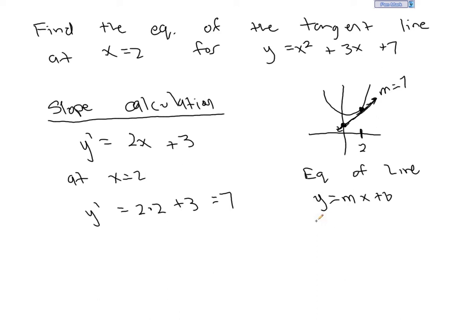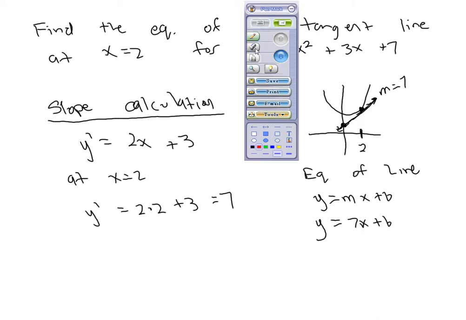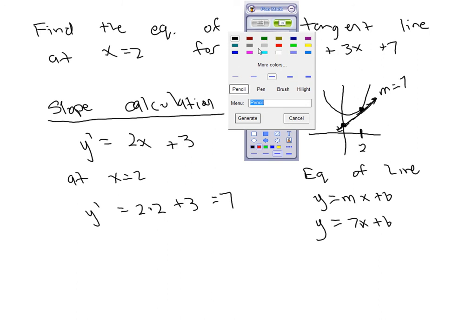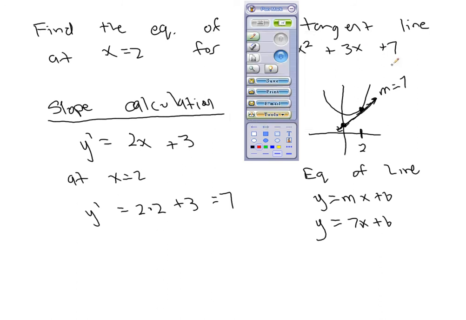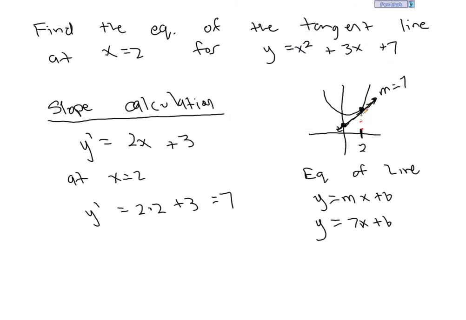Well, so far we know that since this particular tangent line is going to have a slope of 7, it's going to look like this: 7x plus b. Now the second thing that we need to know is, well, what is the y value here? So if I come over here and change the color, now I need to know, if I have a slope, what's another point on this line? Because you'll recall that for the equation of a line, you need to have a slope and a point. So at x equals 2, what is my corresponding y?